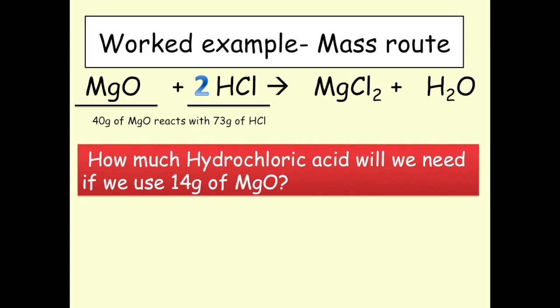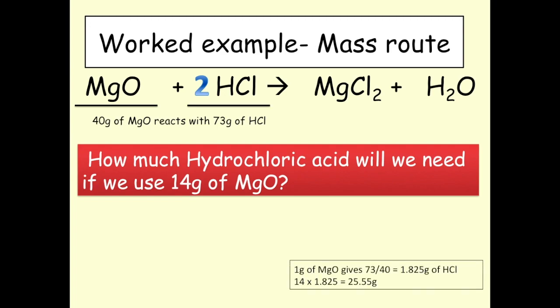Well, the way to think of this is, first of all, how much would 1 gram of MgO generate? To turn that into 1 gram, you'd do 40 divided by 40, it's a bit like the empirical formula here, and then times it by 14. But we want to do that process to the other side, which is the unknown, the HCl. So we take 73 and divide it by 40, and then times that by 14.